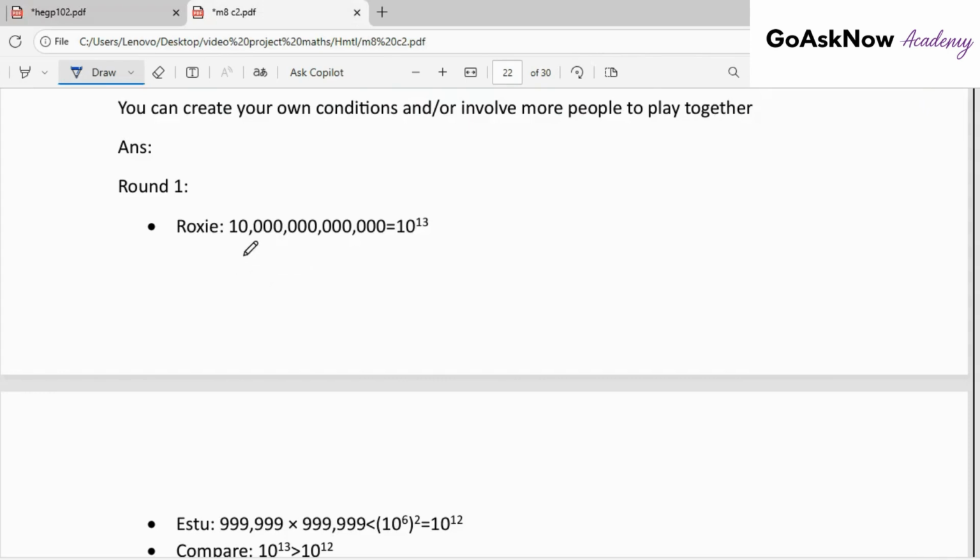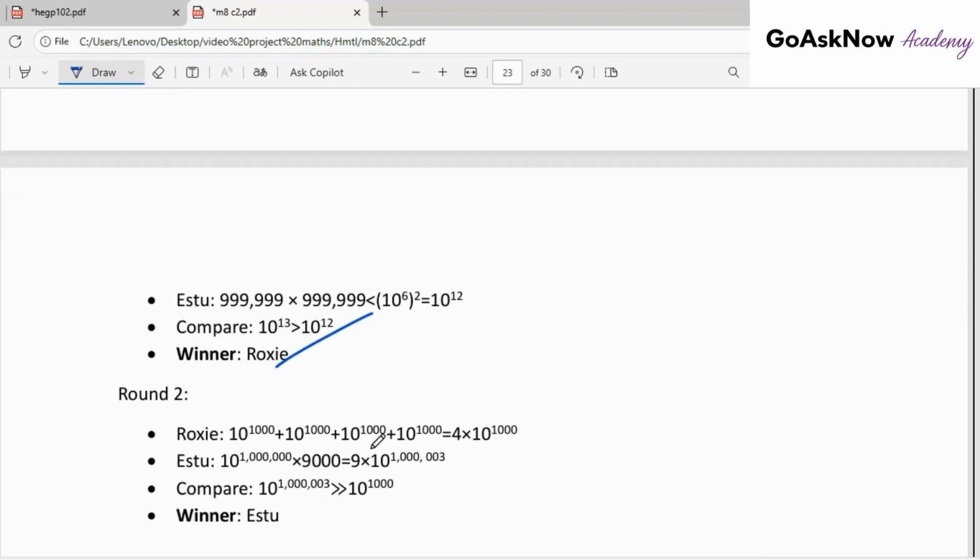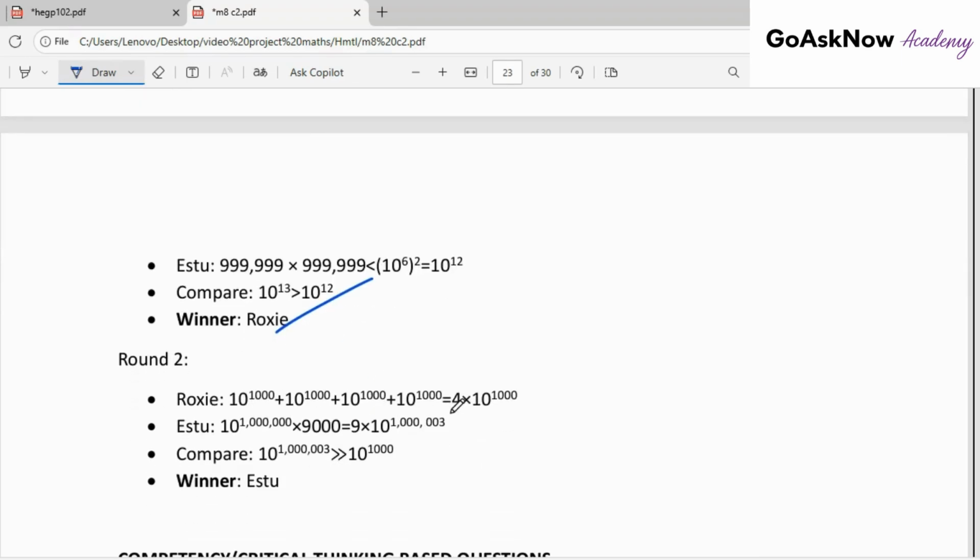Here the answer is this one: 10 power 13 and this is 10 power 12, so 10 power 13 is greater than 10 power 12. So in the first round the winner is Roni. Second round: here 4 into 10 power 1000, and here 9 into 10 power 10 lakh 3, which is equal to 10 power 10 lakh 3, so S2 is the winner.